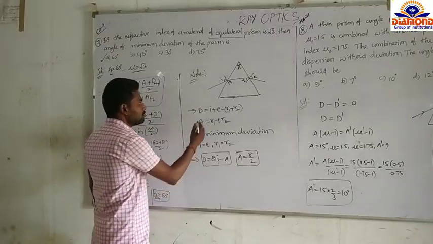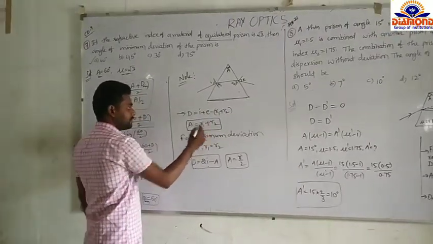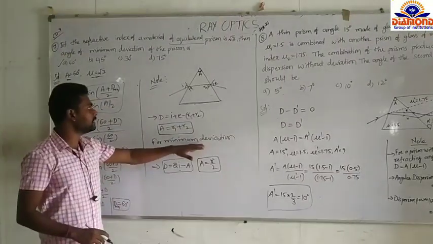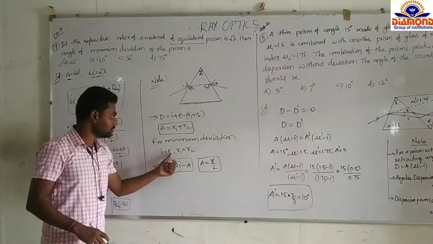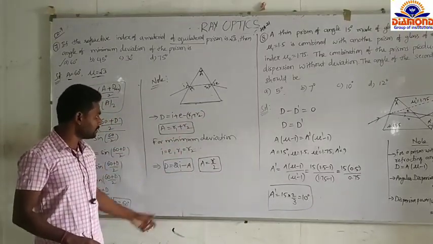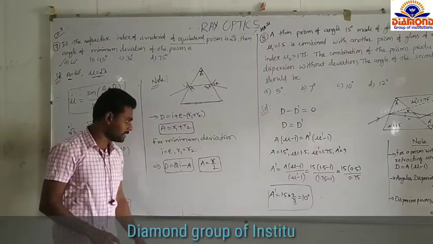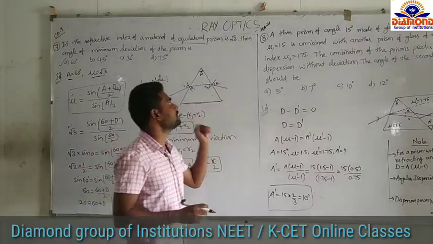Now one more formula: angle of prism equals R1 plus R2. And for the minimum deviation condition, the angle of incidence equals the angle of emergence, I equals E, and R1 equals R2. Then substituting here, I will get D equals 2I minus A, or A equals 2R. So set your brain to do these problems fast.